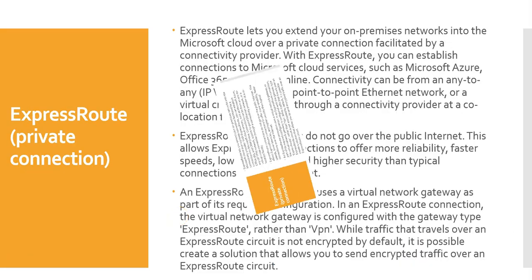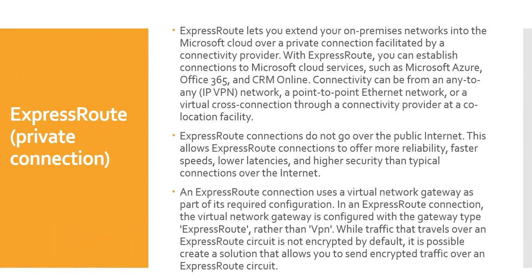This is the topology. This is the ExpressRoute private connection. ExpressRoute is a more secure version of a site-to-site. Site-to-site connection will go over the public internet, but ExpressRoute connection will not go over the public internet. For the detailed explanation, let's proceed further. ExpressRoute lets you extend your on-premises networks into the Microsoft Cloud over a private connection.